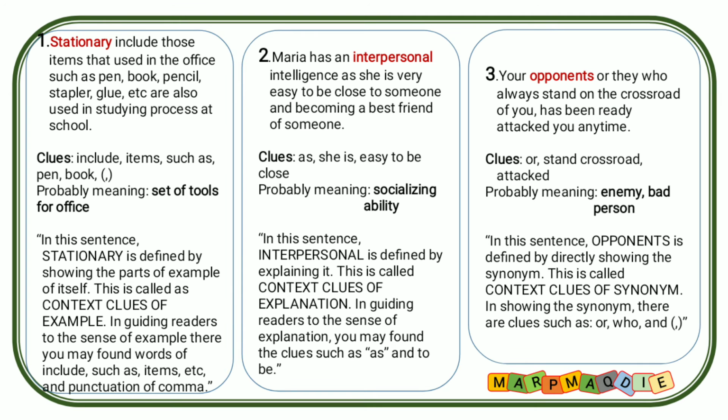The third: your opponents, or they who always stand on the crossroads of you, are ready to attack you anytime. The clues here are the words or, stand, crossroad, and attack. So the probable meaning of opponents here is enemy. That is the first probable meaning, and then also bad persons. How you can define it as opponents, even when you have already found the clues from the context, is because opponents in this sentence is defined by giving synonyms. The synonyms, or the same meaning of the words.